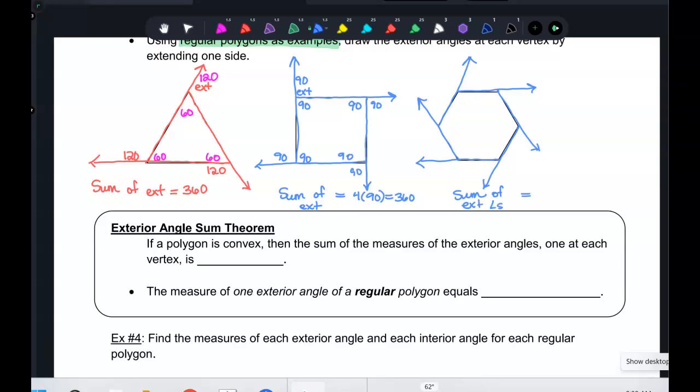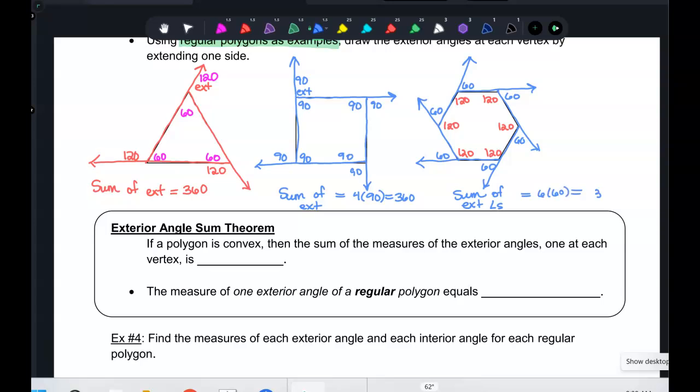Well, I'll give you a hint. I'll tell you just so we know. Each interior angle is going to be 120 degrees. Wait, I have a question. They're all 60. Yeah. So do all the exterior angles, are they all the same?